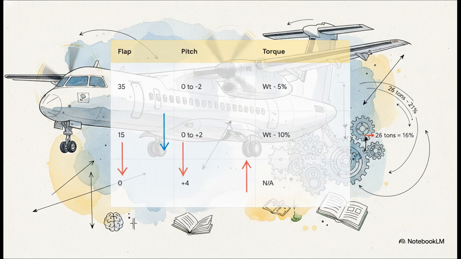For power, use the torque math trick. For flap 35, just take your weight in tons and subtract 5. So a 26-ton aircraft needs 21% torque. Easy, right? For flap 15, subtract 10, which gives you 16% torque. Memorize this, and your foundation is absolutely rock solid.